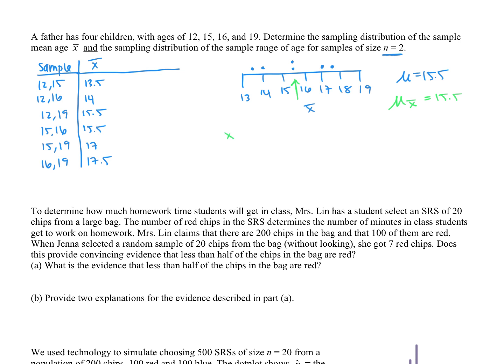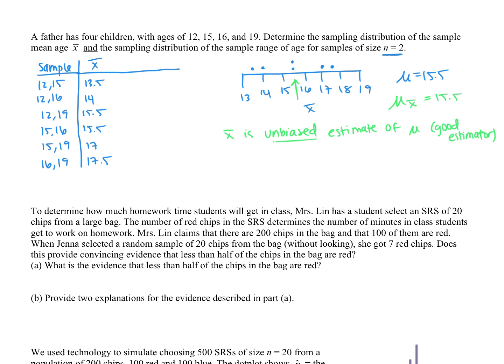Okay, so what that tells us is X bar is, like we said, an unbiased estimate of mu. In practical terms, it's a pretty good estimator of mu. Now, if we take one sample, we're not necessarily going to get that 15.5, but in the long run, we're going to average out at 15.5. We've got one more to do.